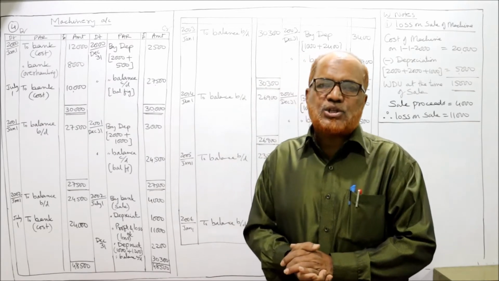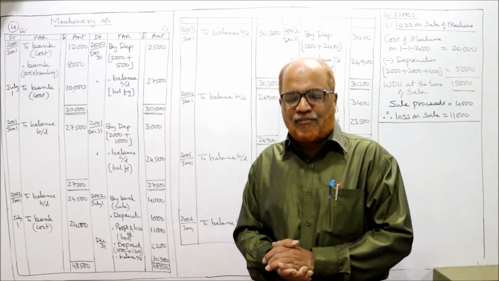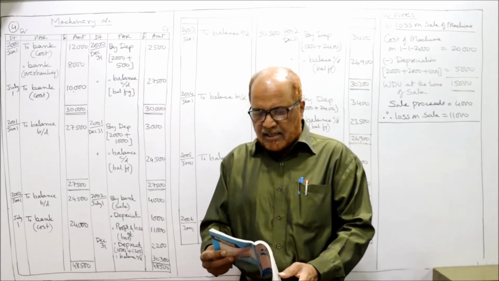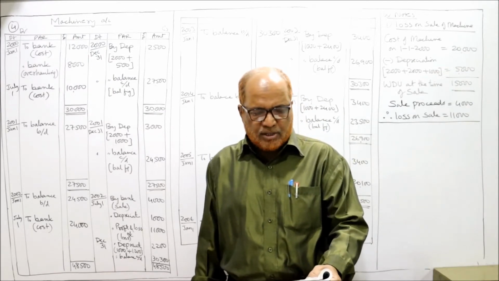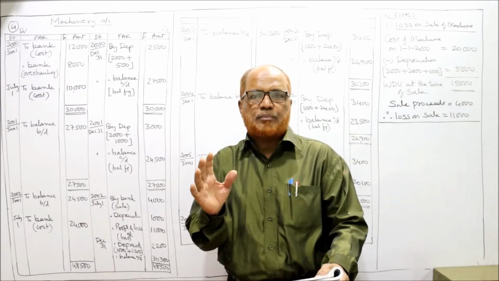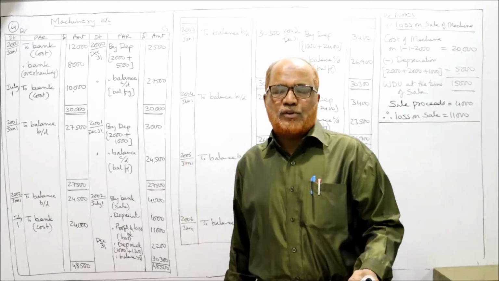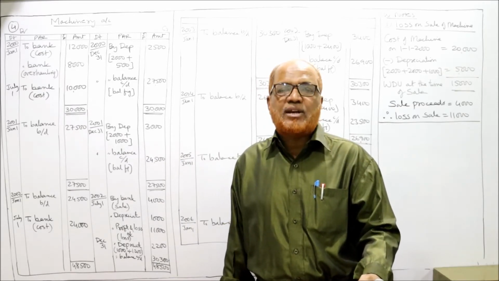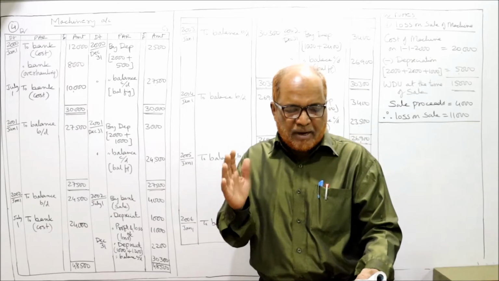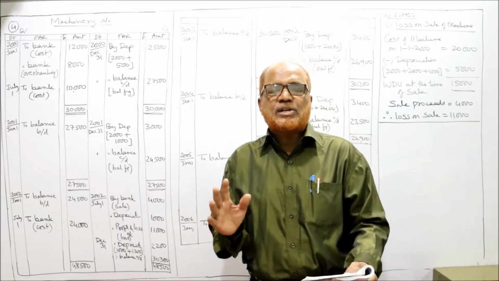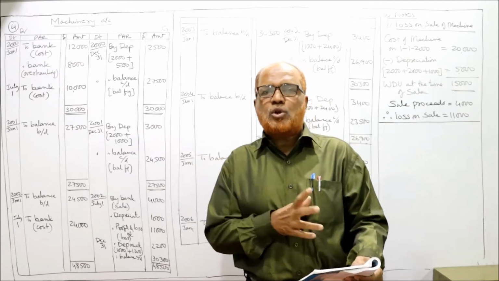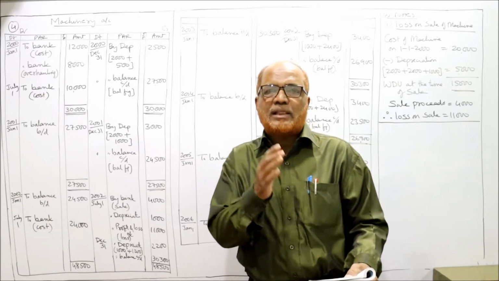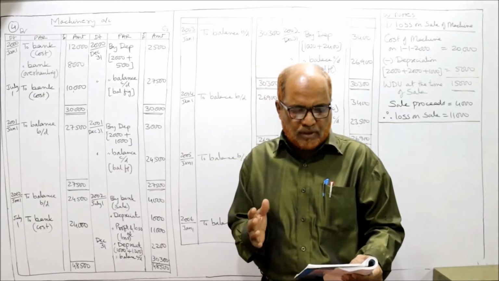Now I'm going to start the next problem on depreciation, problem number 4. See the fourth problem. Tick company purchased a second hand machinery on 1st January 2000. Understand the problem. Understanding the problem is half solved, so concentrate on the problem. Tick company purchased a second hand machinery on 1st January 2000 for Rs 12,000 and immediately spent 8,000 on overhauling. So the cost of the machine will become 20,000: 12,000 plus 8,000.